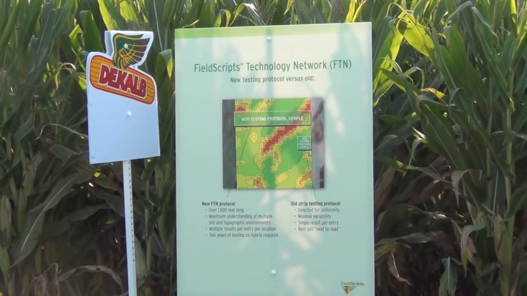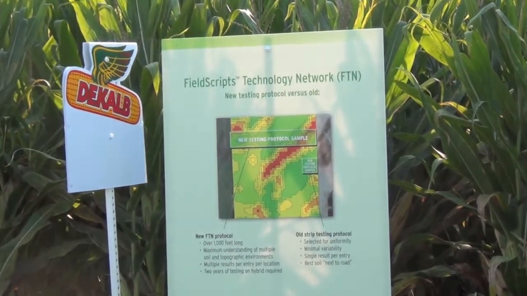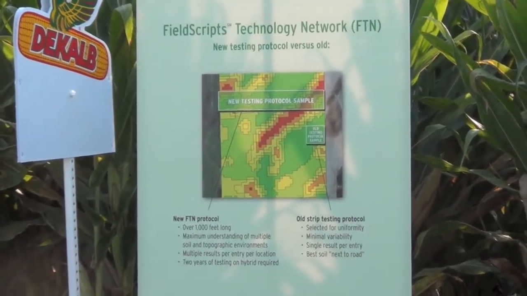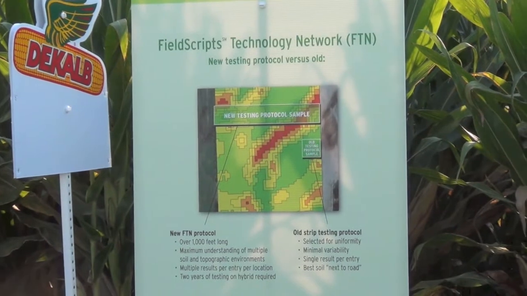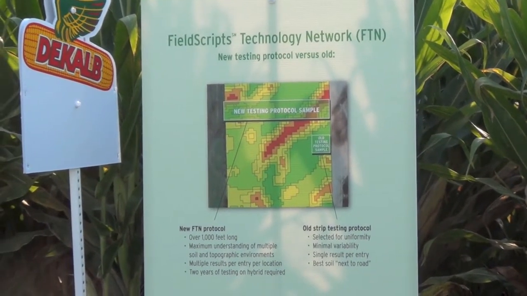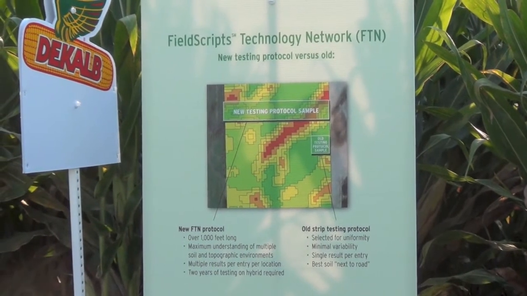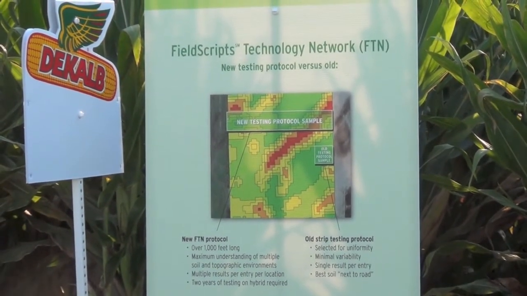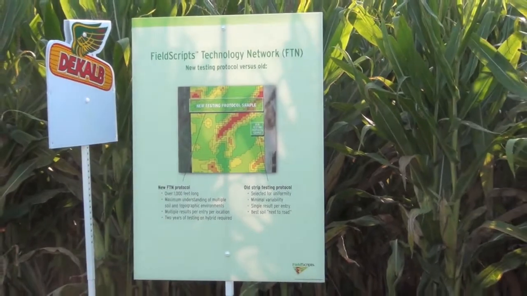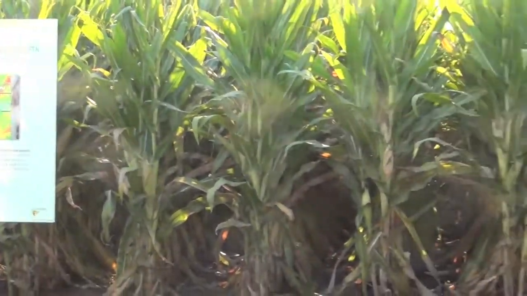The other key component of FTN testing is that we do require a 2-year minimum for all of our data. You've got year effects and data weight. All of this information takes a tremendous amount of data weight to really make it drive. And then you also want to be able to account for the variations that you have from a year perspective. So all of our hybrids will be tested for a minimum of 2 years.